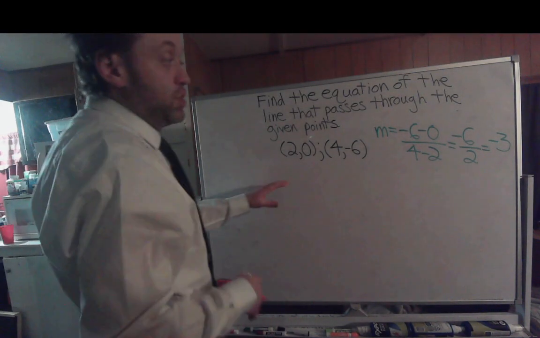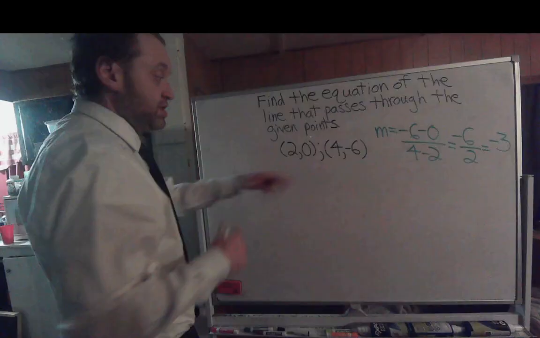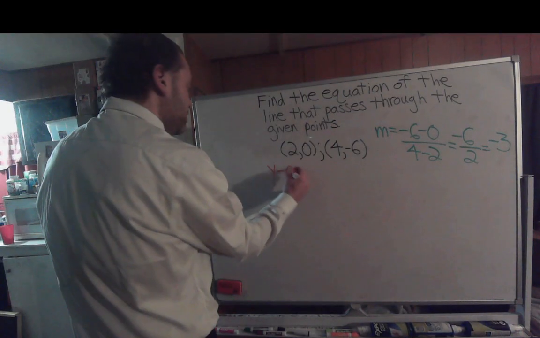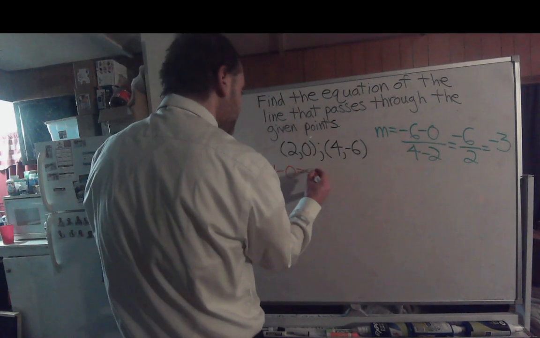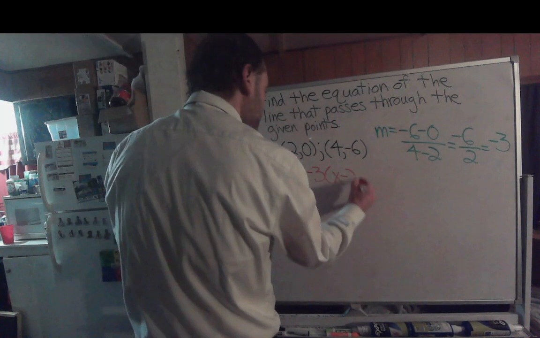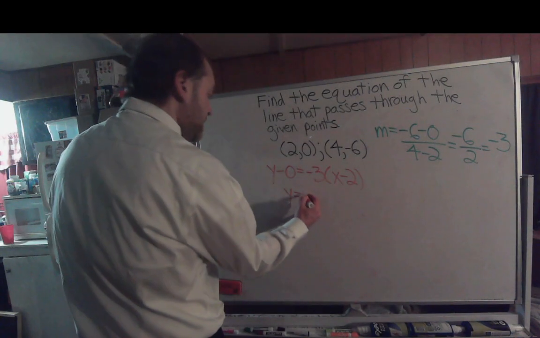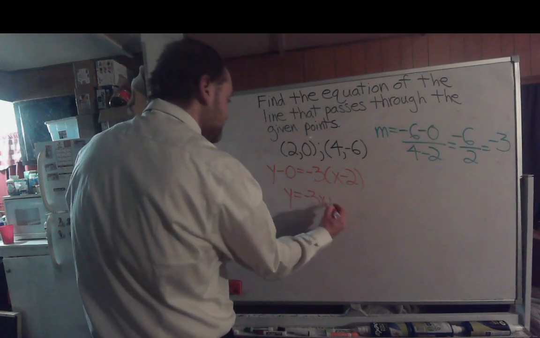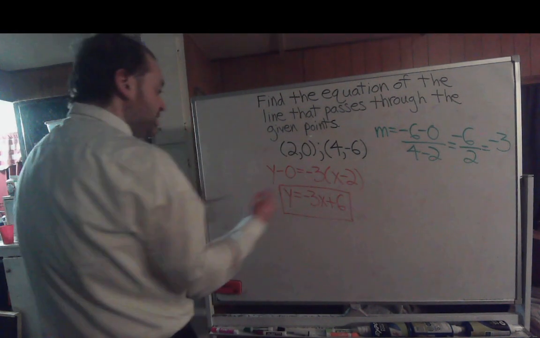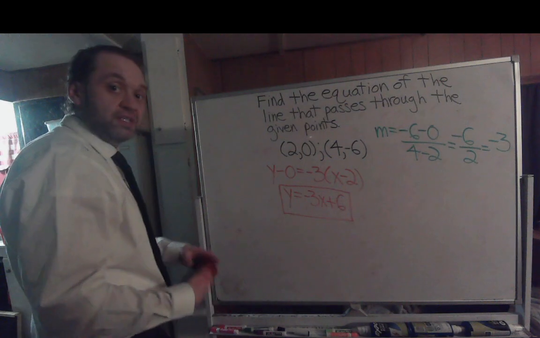Now we just need to find the equation. I think it's obvious we probably want to work with the point 2, 0. So take y minus your y coordinate of 0, set that equal to your slope of negative 3 times the quantity of x minus your x coordinate of 2. Well, y minus 0 is just y. That would equal negative 3x plus 6. So the equation of the line I should be looking for is y equals negative 3x plus 6.